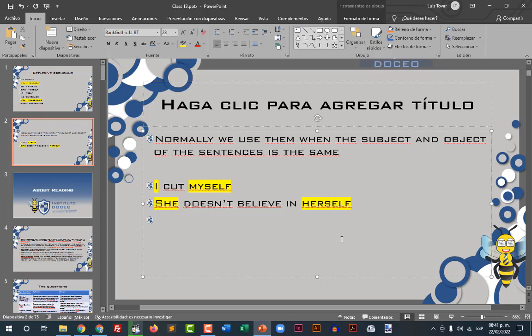Now I can continue. Okay, so basically, as you can see here, in both sentences, the subject and the object of the sentences is exactly the same. Okay, we're referring to the same person. I, myself, and she, herself. Okay? Now, that's the first case when we're going to use the reflexive pronouns.